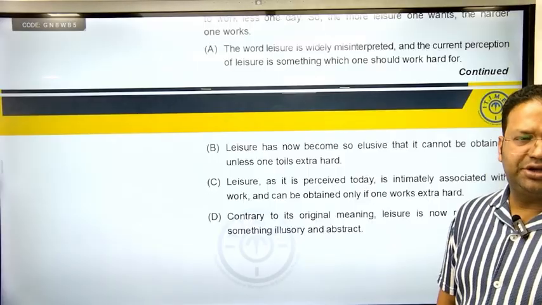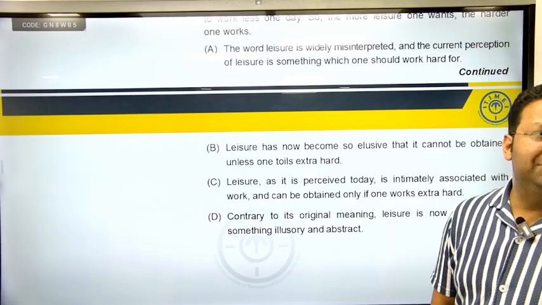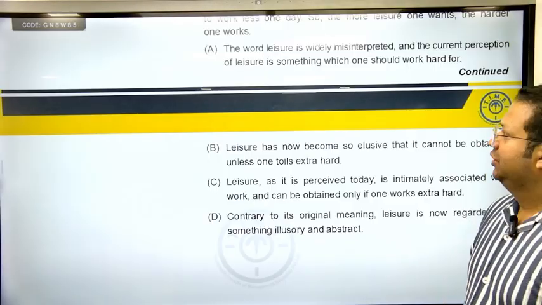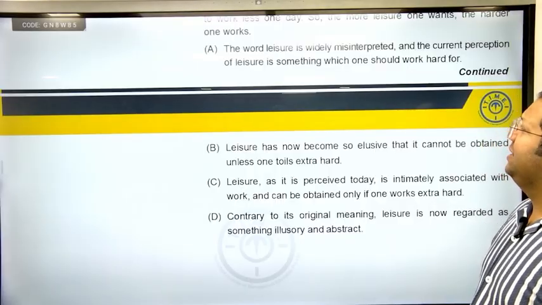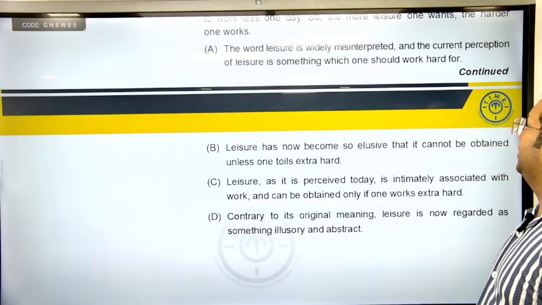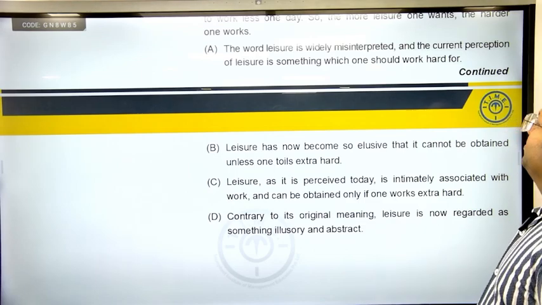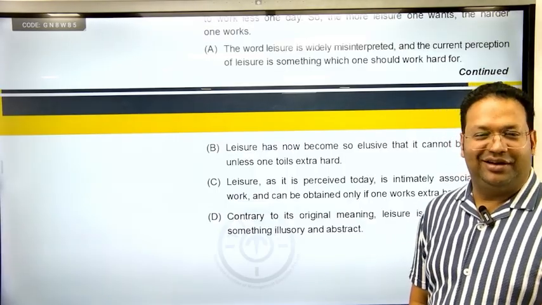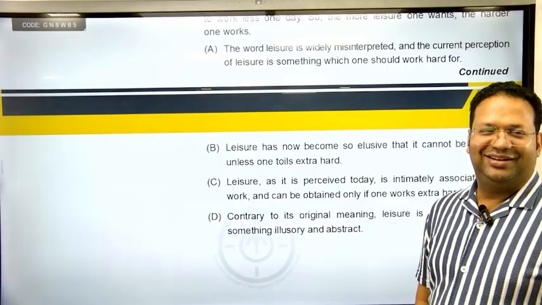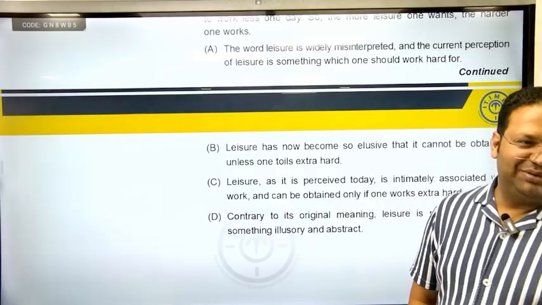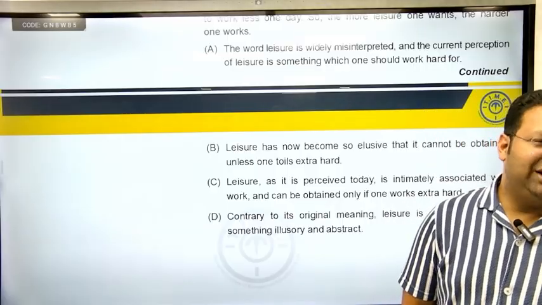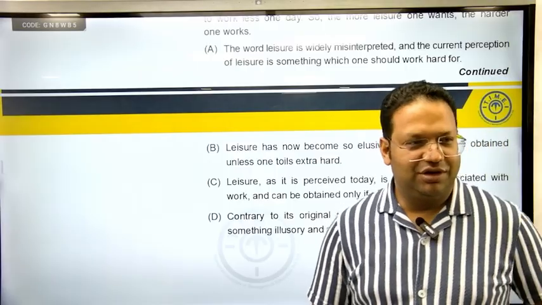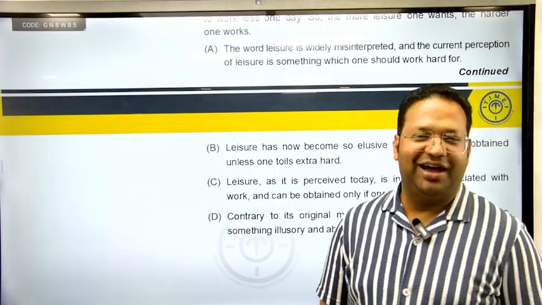The whole passage is talking about how leisure is misinterpreted, and what it is. So in option A, the word leisure is widely misinterpreted, and the current perception of leisure is something which one should work hard for. But what is a retirement plan? What is earning money? That you should earn for around 20-30 years and then you will have enough leisure. You should work hard to have a leisure life.